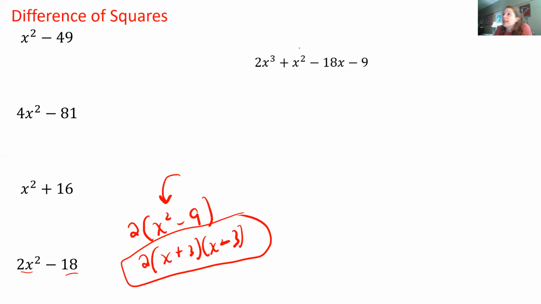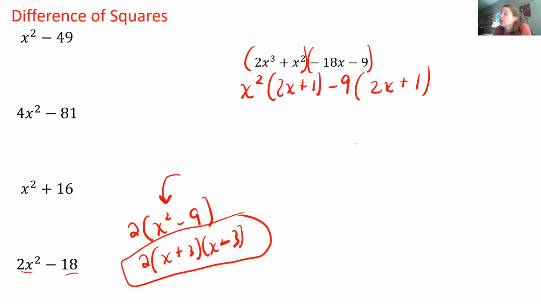All right, now this problem right here, I have 4 terms. First of all, I'll look at all 4 terms. Do they all have a common factor? Nope. So now I'm going to group them into 2 groups of 2. I can factor out an x squared, so I get 2x plus 1. And here I can factor out a negative 9, and I get 2x plus 1. Good. So one of my factors is 2x plus 1, and my other factor is x squared minus 9.